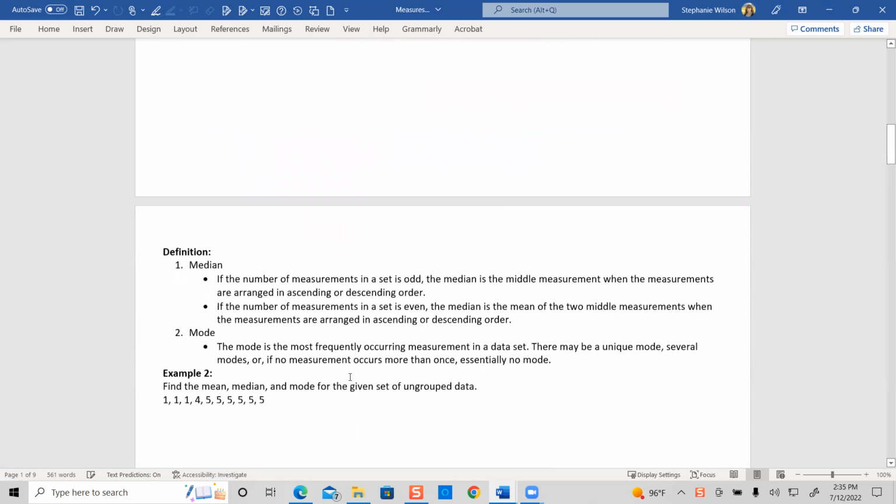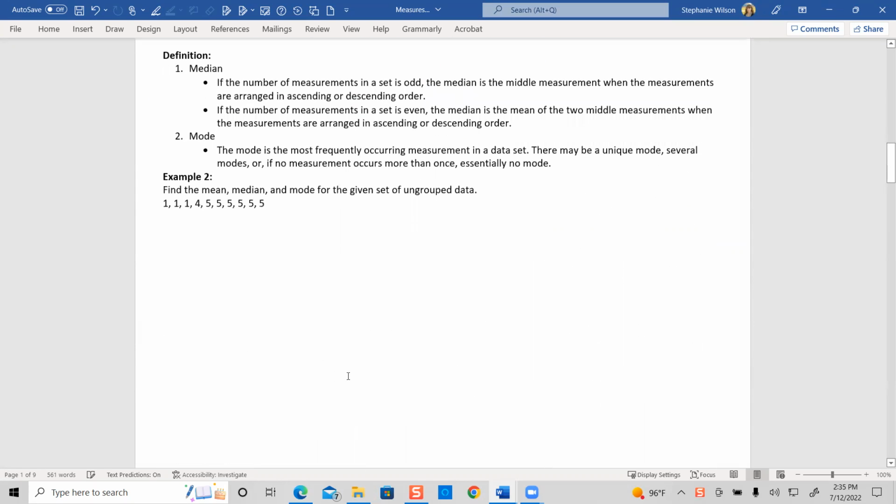Okay, so let's move to our next one. Definition of a median and a mode. Take a moment to read it. Basically, a median is going to be a set number. Let's just apply it here, but you can read it. A median is when I take this set of numbers and make sure they're all listed in descending or ascending order, and then I count how many there are.